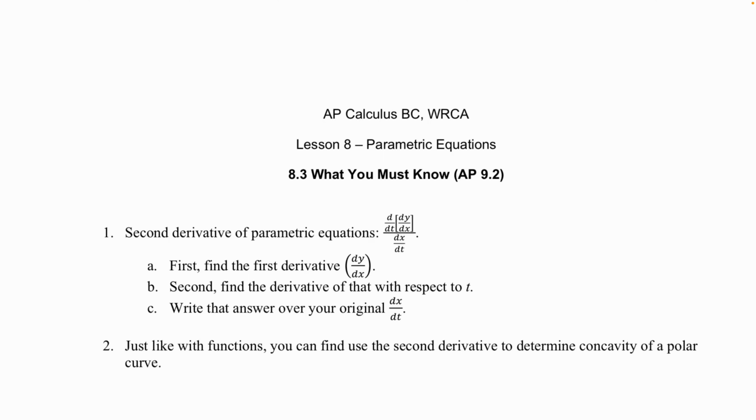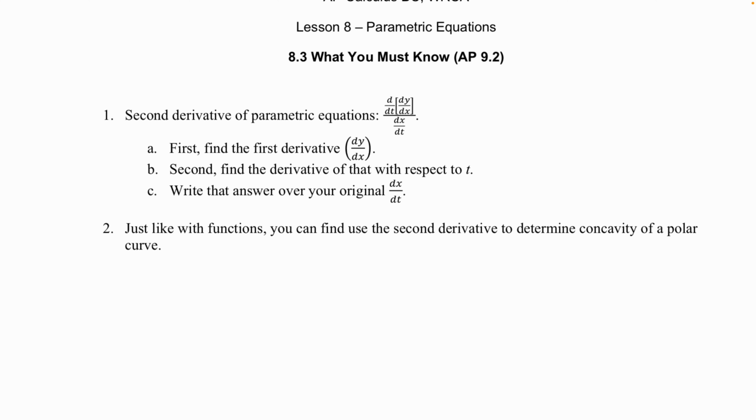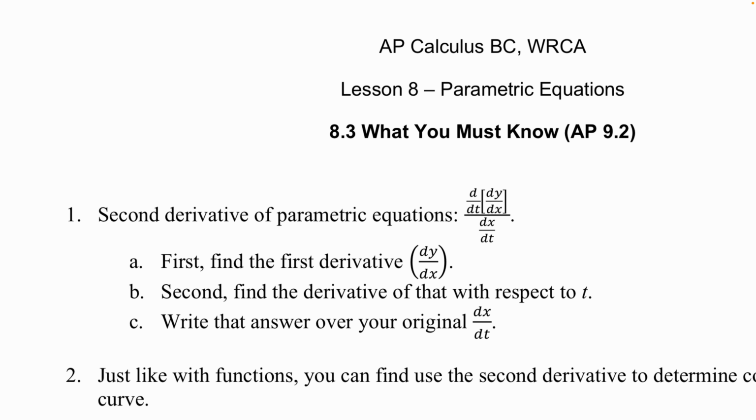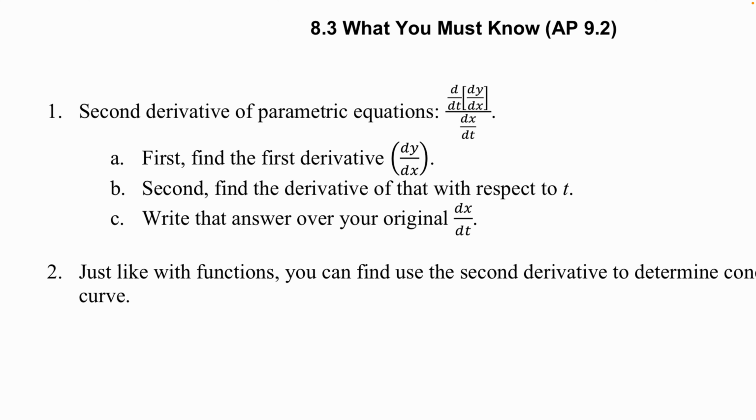Okay, so now we're going to turn our attention to AP topic 9.2, and that is second derivatives of parametric equations. And the idea is really not that hard, it's just the work is a little taxing at times. But basically, the second derivative of a parametric equation just requires you to take the derivative of the dy/dx, so take the derivative with respect to t of the first derivative that we worked on in the last lesson, and then set that over the dx/dt.